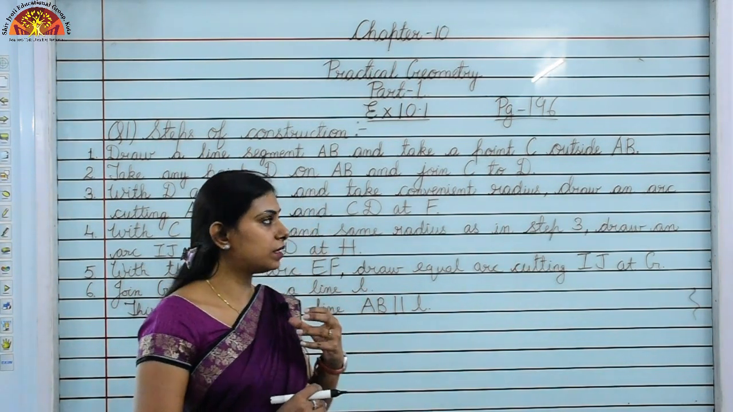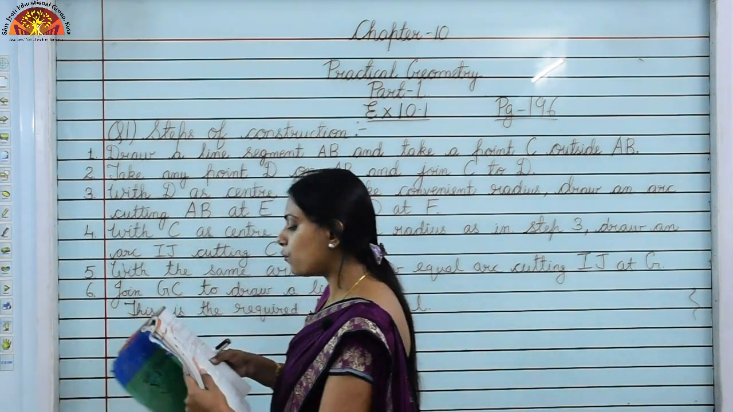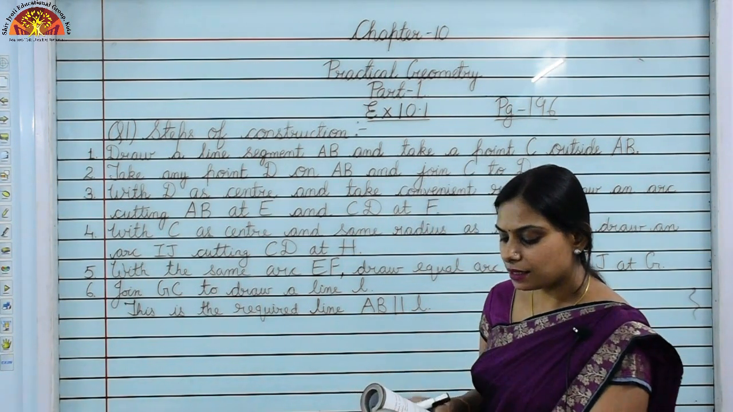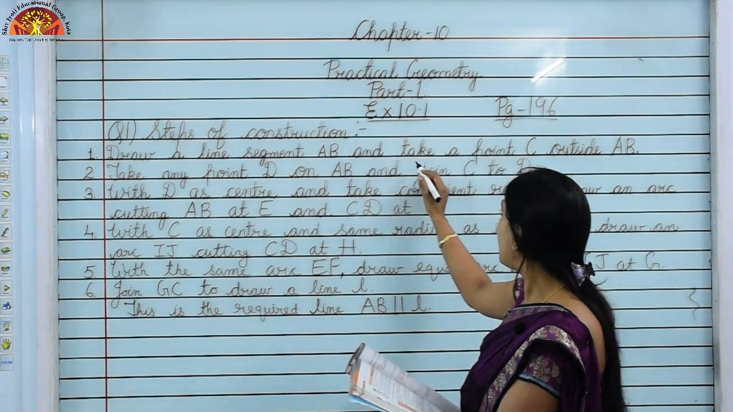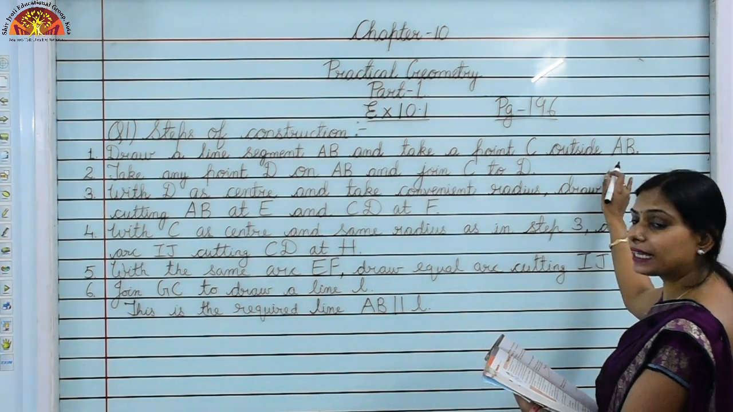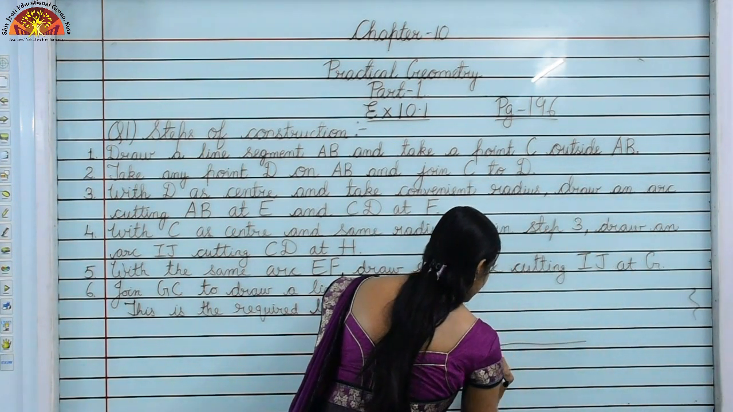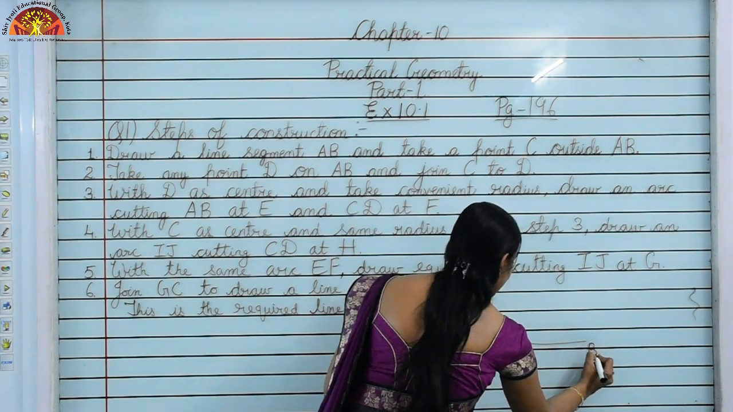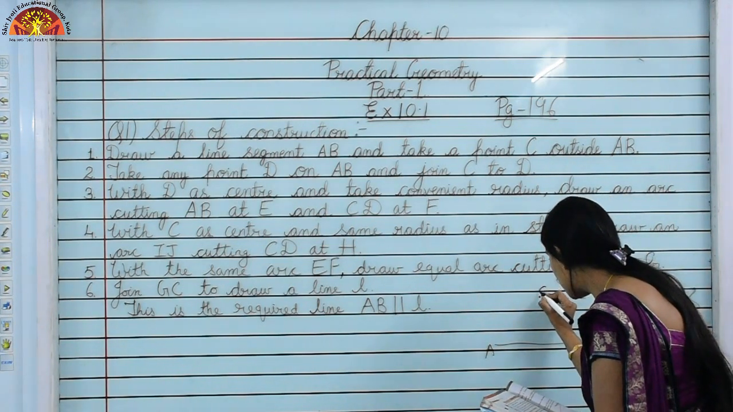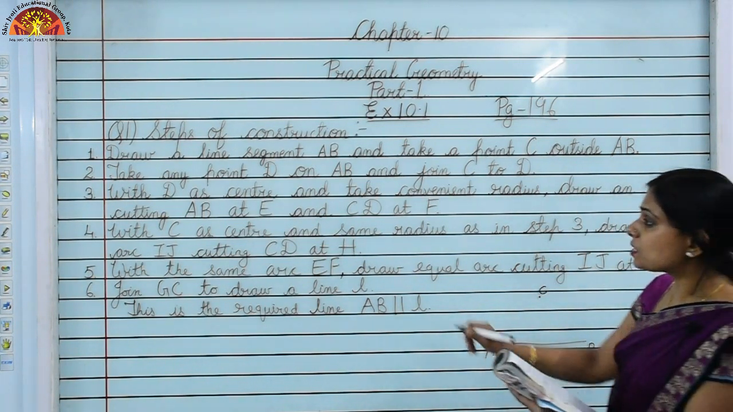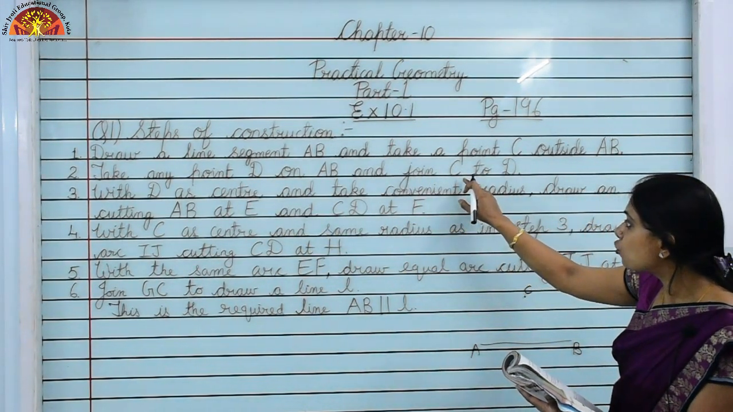I will show you the rough figure. First step is, draw a line segment AB and take a point C outside AB. You will just draw a line AB. I am drawing the rough figure over here. Draw a line AB and take a point C outside AB. Is it clear? Now second step, take any point D on AB and join C to D.